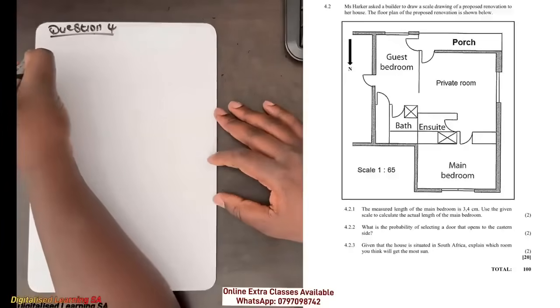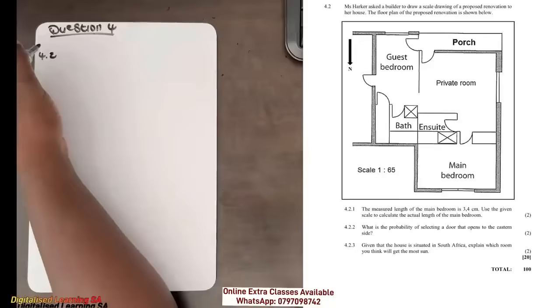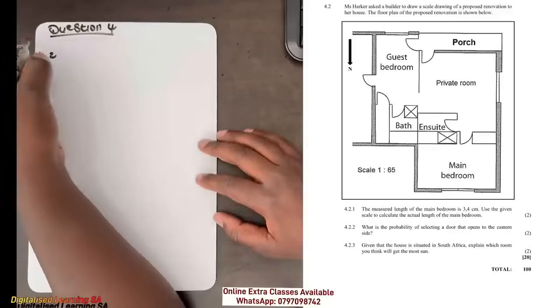Okay, so now let's move to question 4.2. Question 4.2 says that Miss Haker asked a builder to draw a scale drawing of a proposed renovation to her house. The floor plan of the proposed renovation is shown below. Now we have a set of questions that we need to answer.